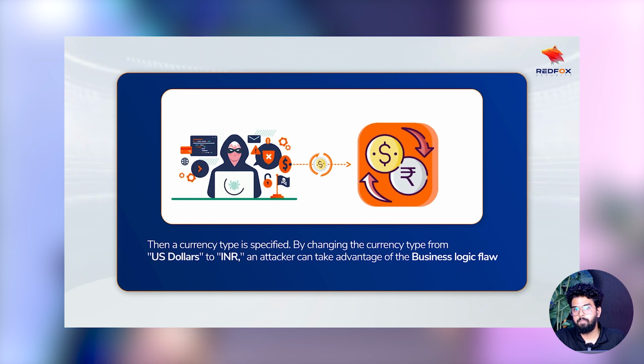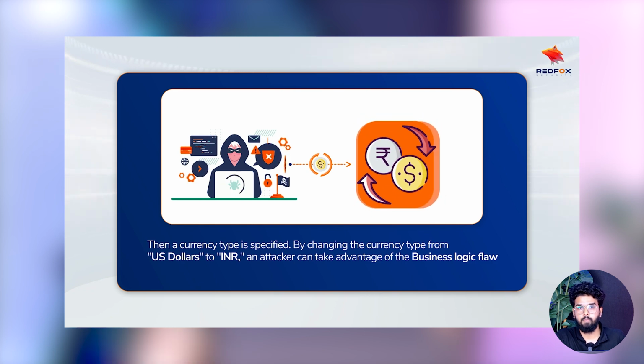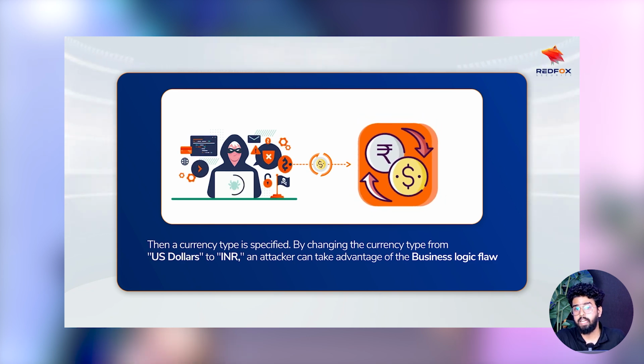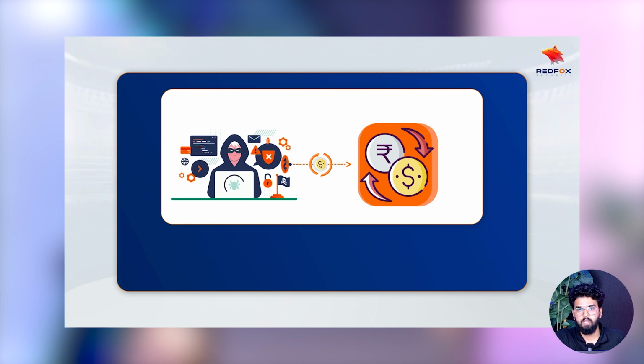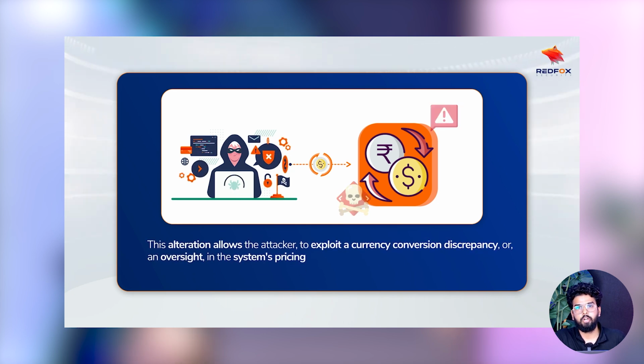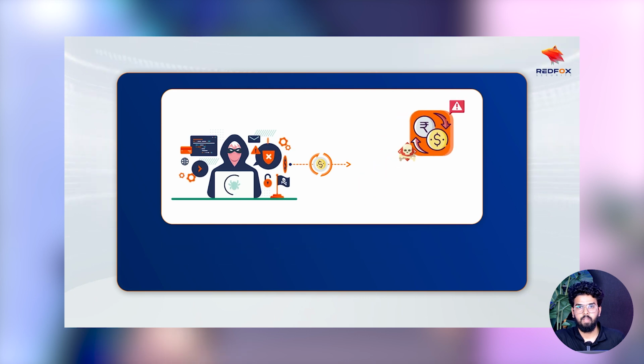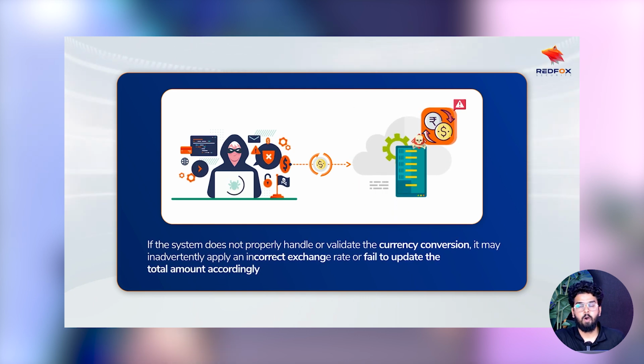Then a currency type is specified. By changing the currency type from US dollars to INR, an attacker can take advantage of the business logic flaw. This alteration allows the attacker to exploit a currency conversion discrepancy or an oversight in the system's pricing. If the system does not handle or validate the currency conversion, it may inadvertently apply an incorrect exchange rate or fail to update the total amount accordingly.